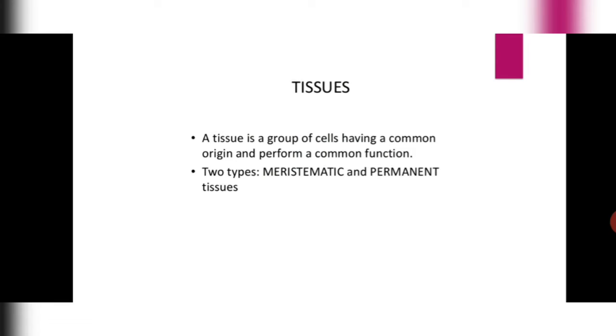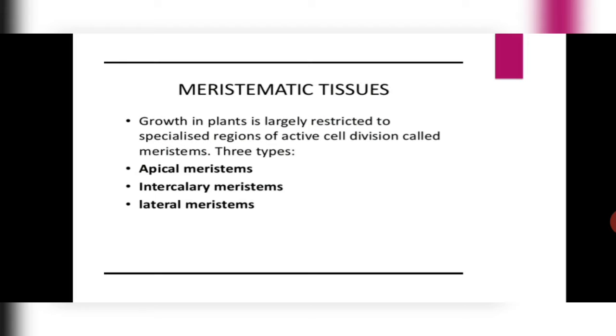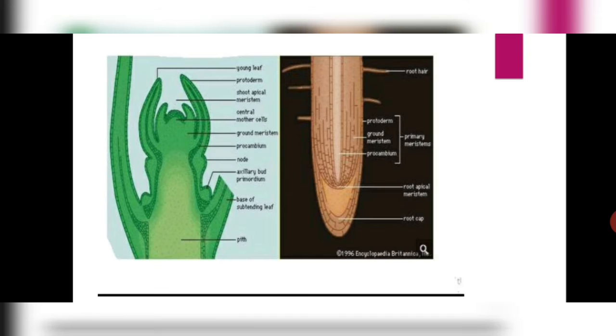What do you mean by a tissue? Tissue is a group of cells which has a common origin and can perform a common function. We've learnt in smaller classes already that there are two types of tissues, the meristematic tissue and the permanent tissue. The meristematic tissues are those which show growth in plants. They are largely restricted to the active cell division regions known as the meristematic region. There are three types of meristematic tissue: the apical meristem, intercalary meristem and the lateral meristem.